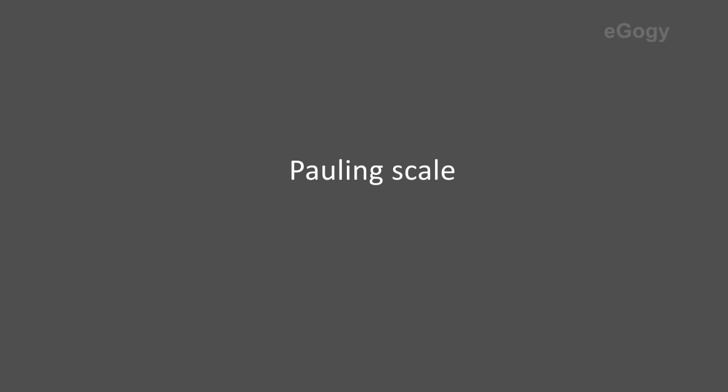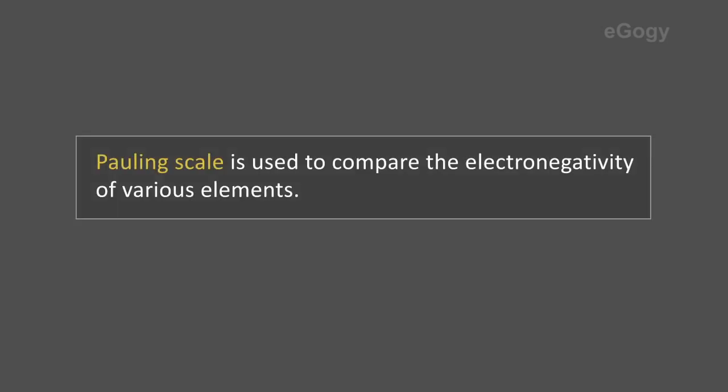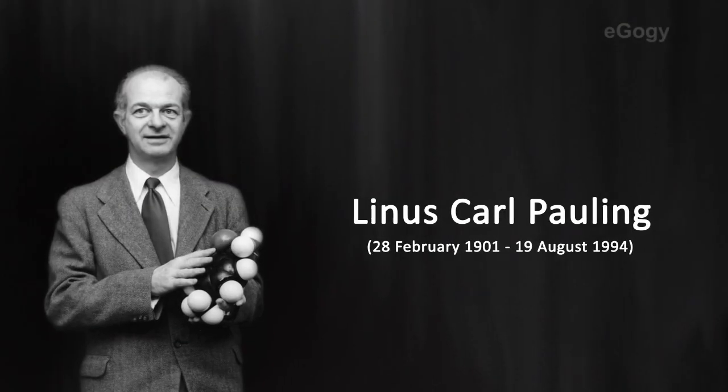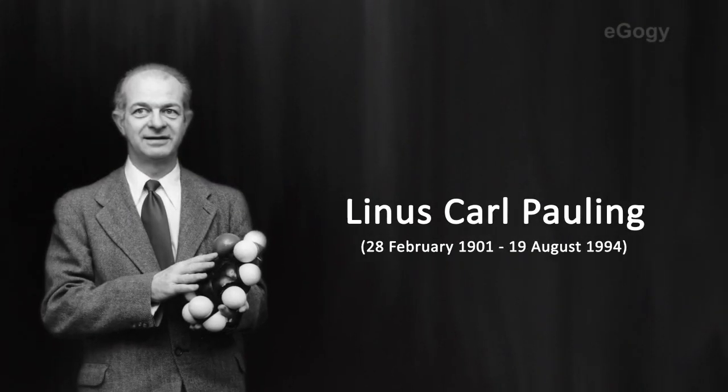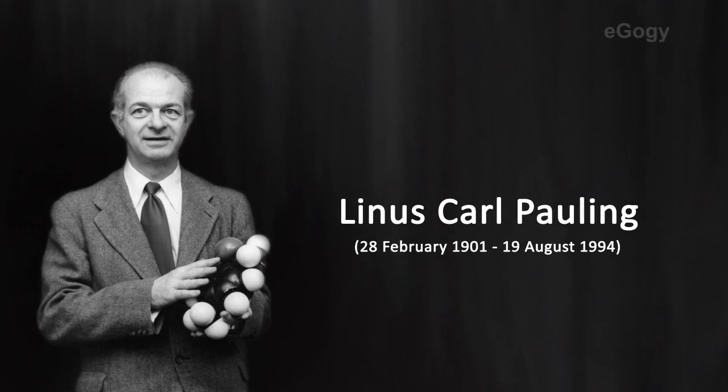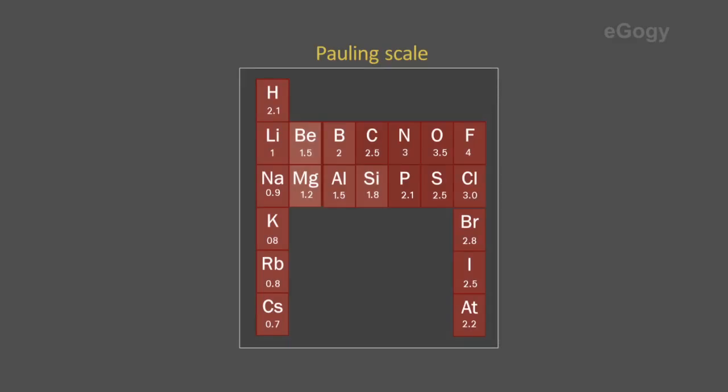Pauling scale. Pauling scale is used to compare the electronegativity of various elements. It was developed by an American scientist, Linus Pauling. In this scale, electronegativity value of elements varies from 0 to 4.